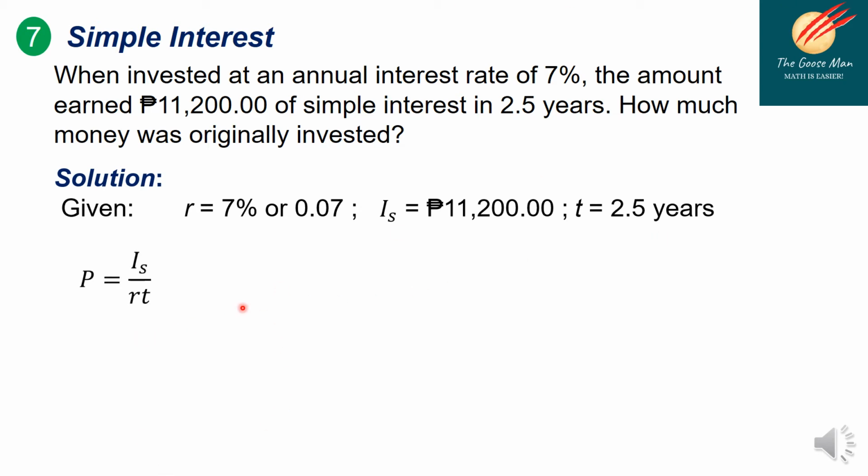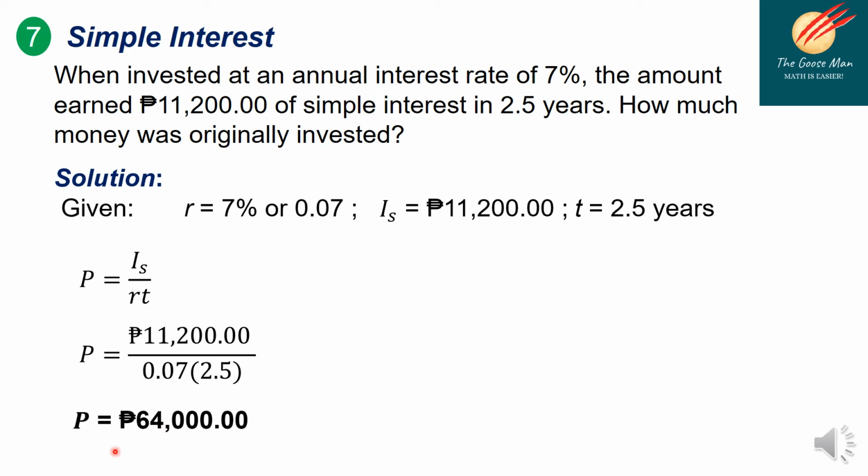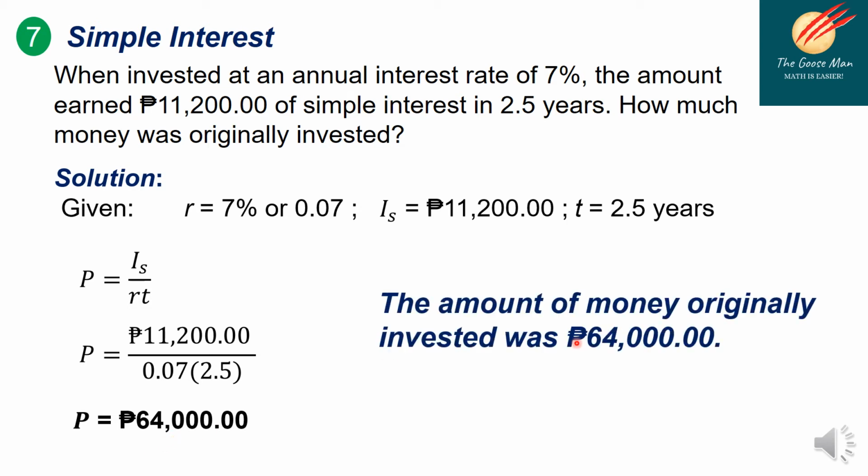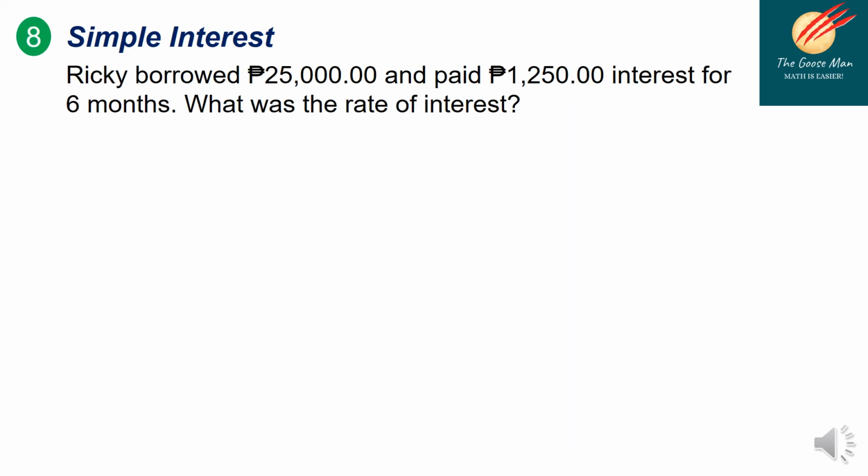And the formula that we will use is the simple interest divided by rate times time. So we have 11,200 divided by 0.07 times 2.5. So the present value is equal to 64,000. So therefore, the amount of money originally invested was 64,000 pesos. Let us consider the next example on simple interest.